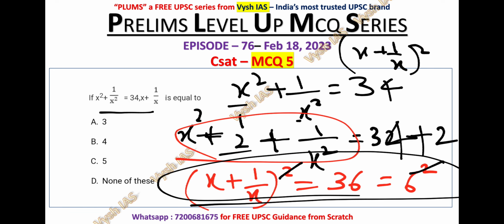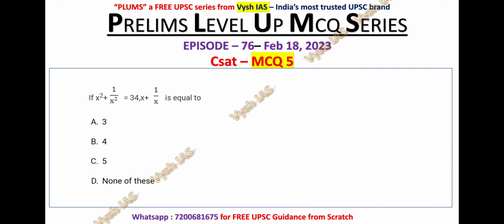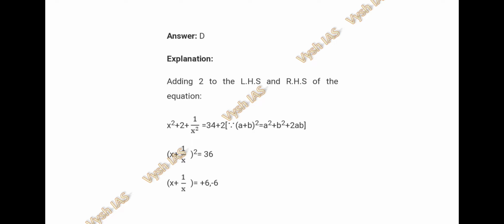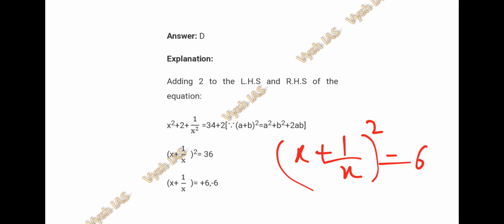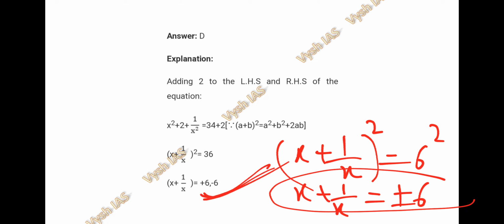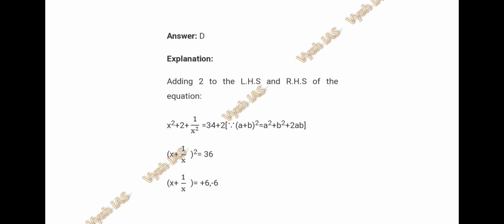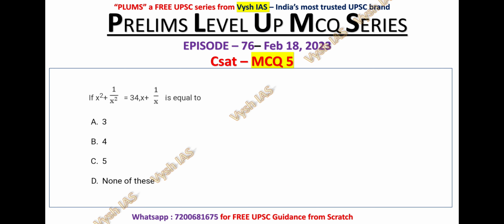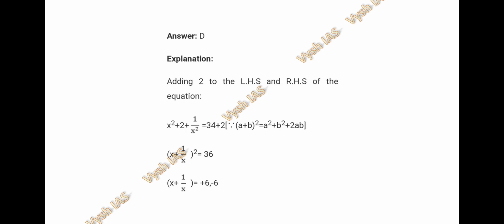What will be the value? x plus 1 by x is 6. So 6 is not there in the option. As it is not present in the option, none of this is the correct answer. So you can check out the solution over here. As x plus 1 by x whole square is equal to 6 square, x plus 1 by x value can become plus or minus 6. Okay, that is what is given here. So both plus 6 and minus 6 are not there in the option. So none of this is the correct answer.